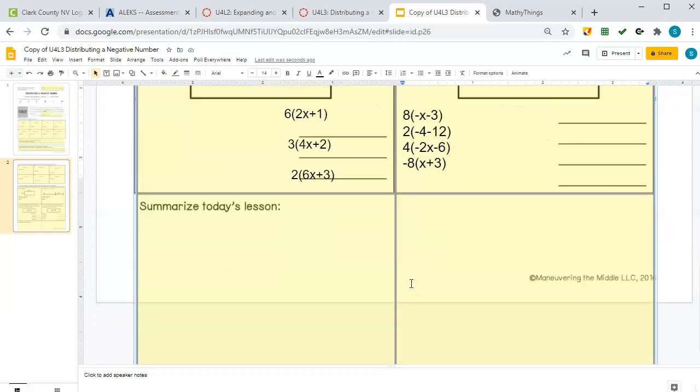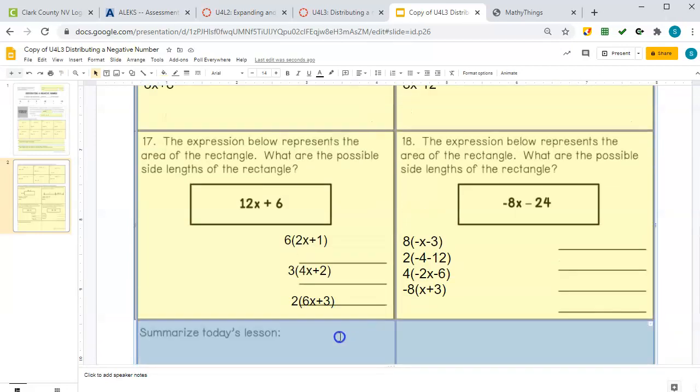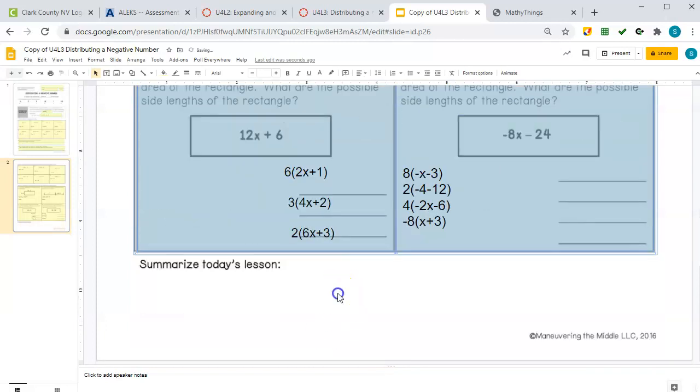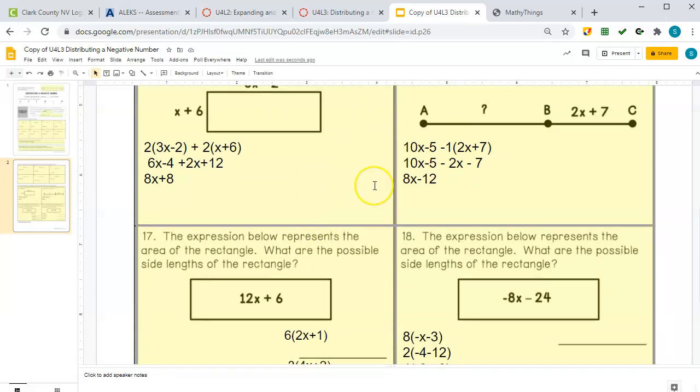Alright, so go ahead and summarize today's lesson. Looks like I need to get rid of those 2 lines. Oh, yep, that worked. Talk about what we've done, talk about sort of how negatives can complicate things, and then go ahead and work on today's assignment.